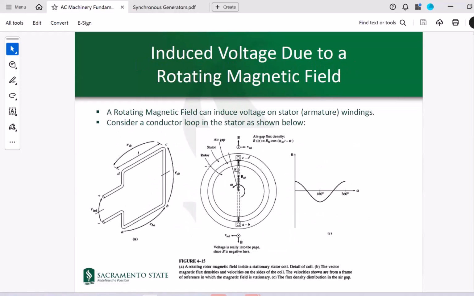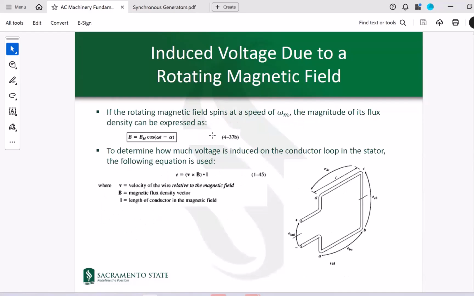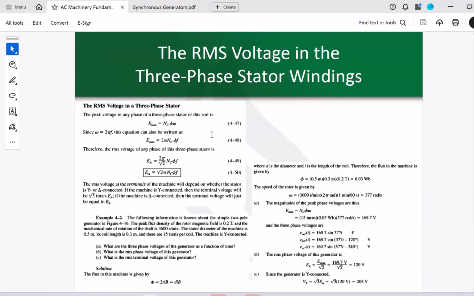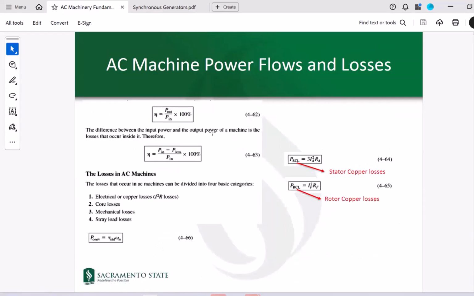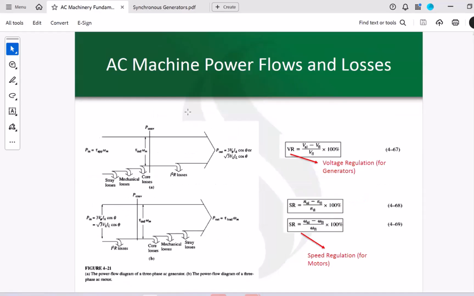So we looked at the basics for inducing voltage in a rotating magnetic field and inducing torque, which I'm not going to go into the details of, but these are based on the common formulas that you had seen before. And then we talked a bit about the power flow inside the machines as a motor or as a generator. So different types of losses, stray mechanical core losses, then copper losses and all of that. And then the definitions associated with voltage regulation, which is for generators, and speed regulation, which is for motors.